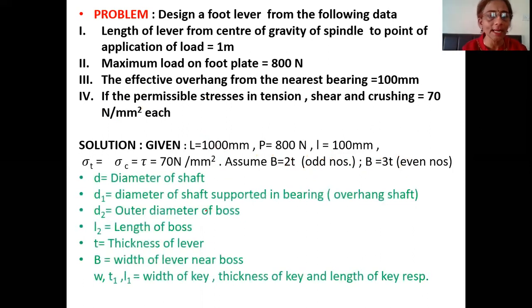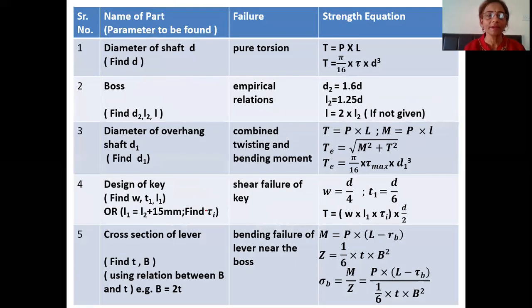What we need to calculate is the diameter of shaft and overhang shaft, the dimensions of boss D2 and L2, the dimensions of lever T and B, and the width, thickness and length of the key, that is W, T1 and L1. We will be using this table to help in solving the numericals. Students, these are the steps one by one: design of shaft to find D, design of boss to find D2, L2 and L, design of overhang shaft D1. The formulae which we will be using are also tabulated here for your easy understanding.